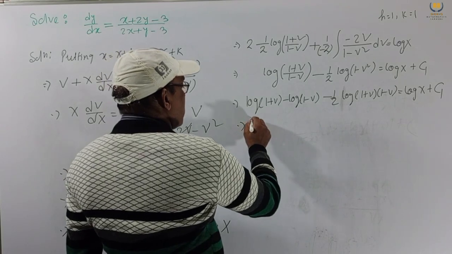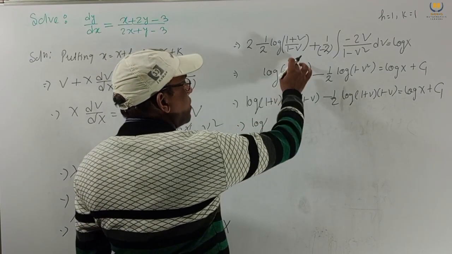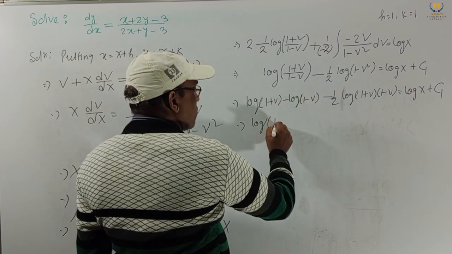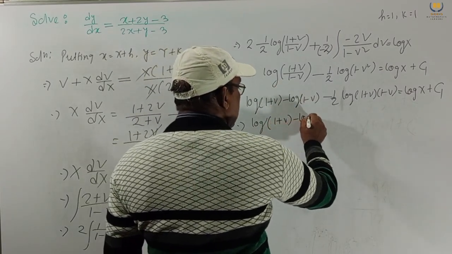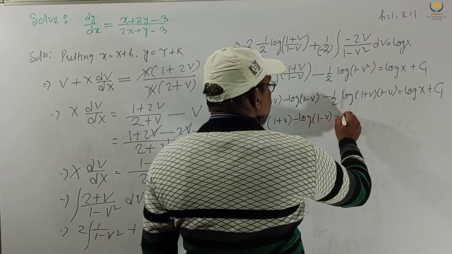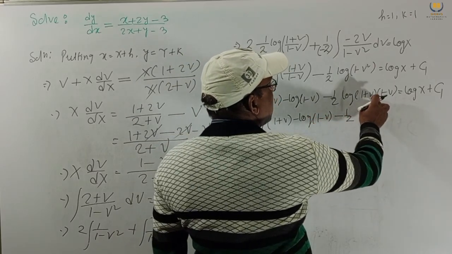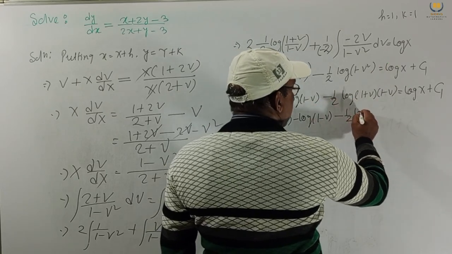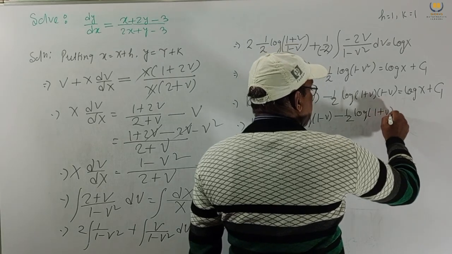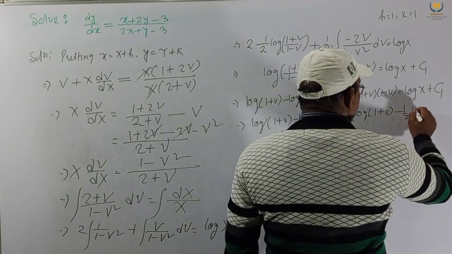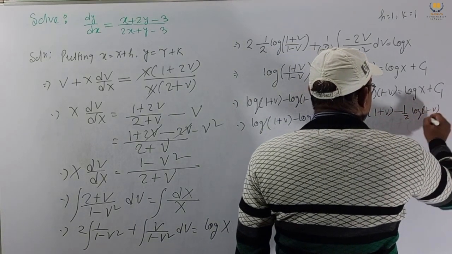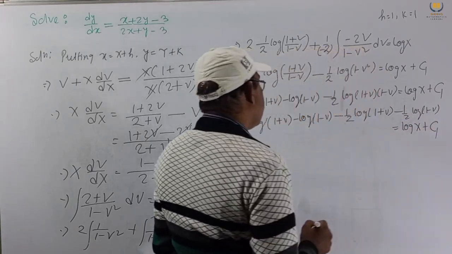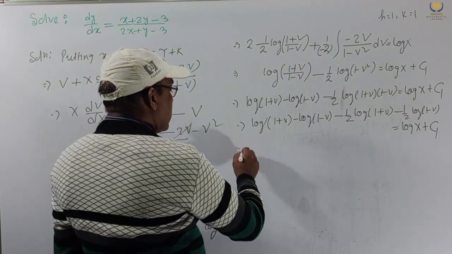Now, in this problem, 1 by 2 log, in logarithm division means we write minus: log m minus log n. This is log 1 plus v minus log 1 minus v. This is minus. In logarithm, if multiplication is given, we write plus. In front of the bracket, minus. So I get log 1 plus v minus 1 by 2 log 1 minus v equal to log x plus c1.